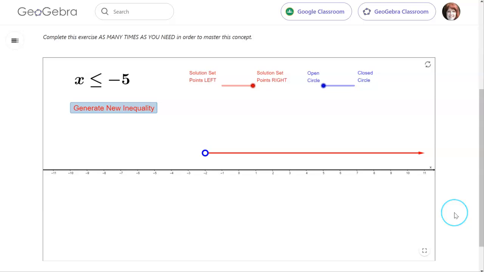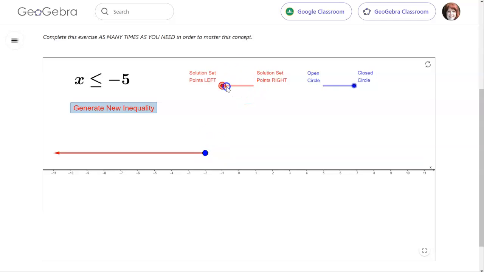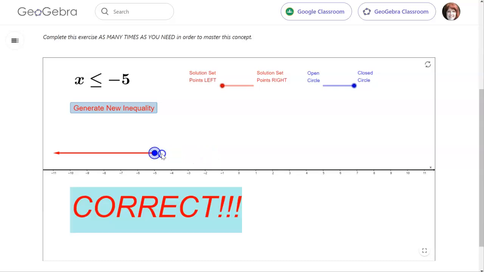The next task will be to graph inequalities in GeoGebra. These are also very, very basic, but again, they're just getting refreshed here on the basic concepts of inequalities. So when they go to GeoGebra, they're going to see an inequality, and then they're going to create a number line graph to fit. So here it has open and closed. This one would be closed. Notice it's less than or equal, so that means this should go this way. And then it should be less than or equal to -5, so this should be over here.